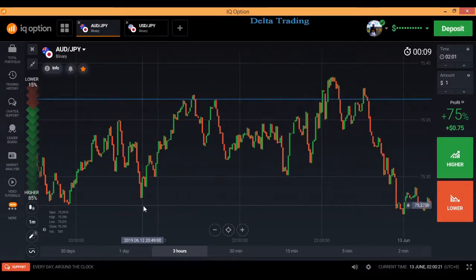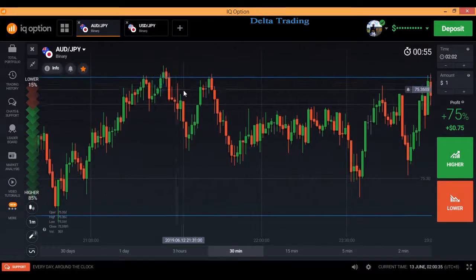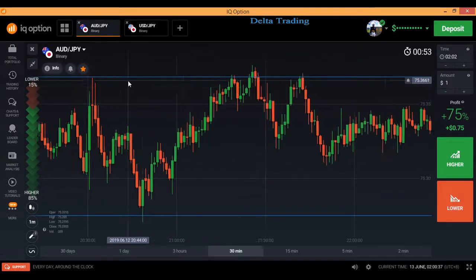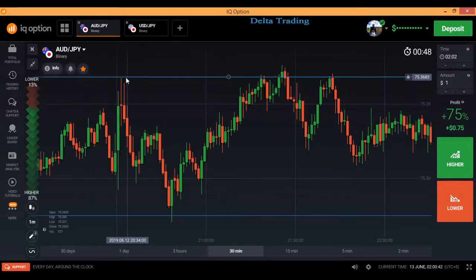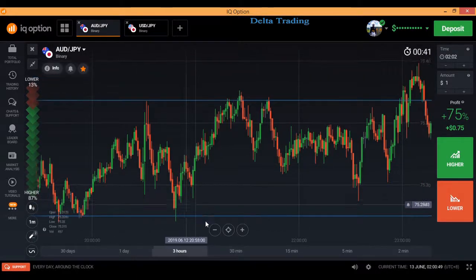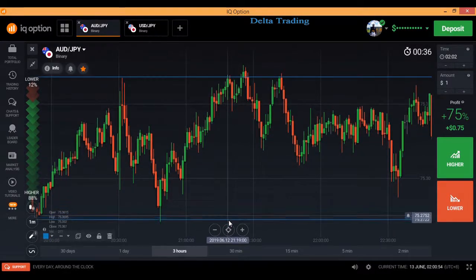Okay, it goes down again, and I can draw here. The support line is the lower line, and the resistance line is the upper line. As you can see, right here, it touches the resistance level. The resistance level is always the top. It touches the resistance line going down, and it touches the bottom. Okay, so right there.